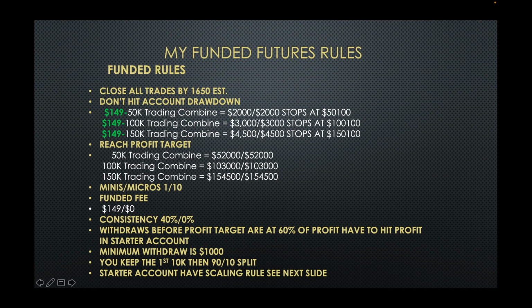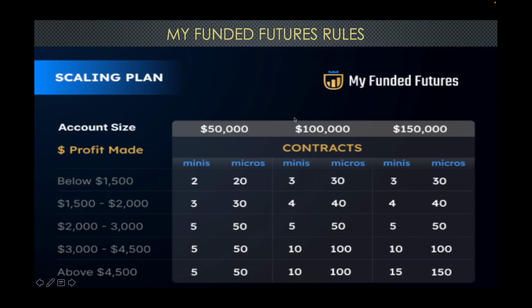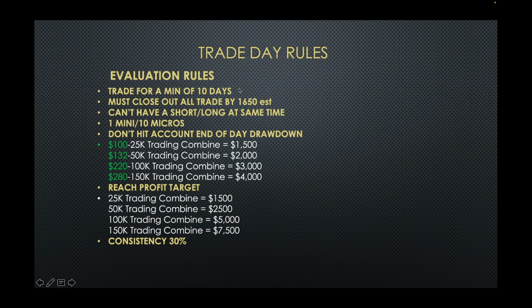And it's an end of day drawdown. All these are end of day drawdowns except for Apex. Apex is the only one that's a trailing drawdown. So this is the starter account where I said, once you get to the funded stage, they limit your contracts, it's a scaling plan, and it's almost identical to Topstep's scaling plan. So that's the difference.